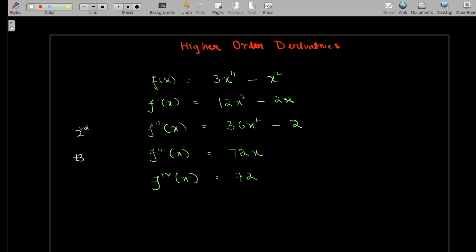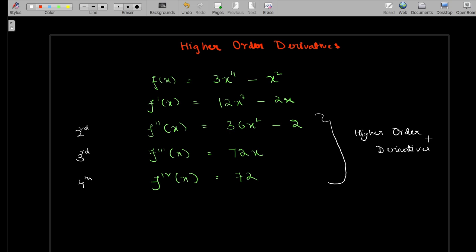Now these derivatives that you see after the first one, this one is called the second order derivative. This one is called the third order derivative. This one is called the fourth order derivative. And these are your higher order derivatives. So these three are nothing but your higher order derivatives. Simple, right? Yes. So first derivative, second derivative, third, fourth, and fifth.